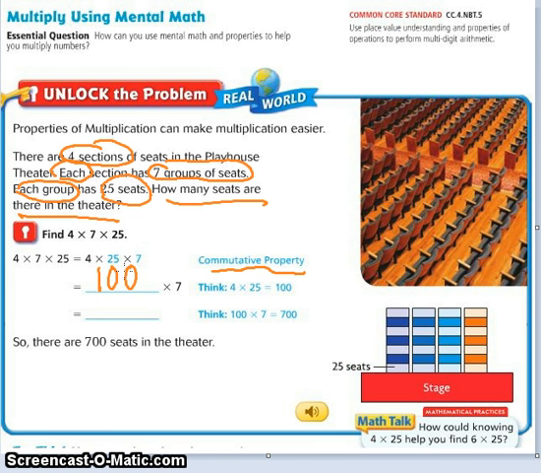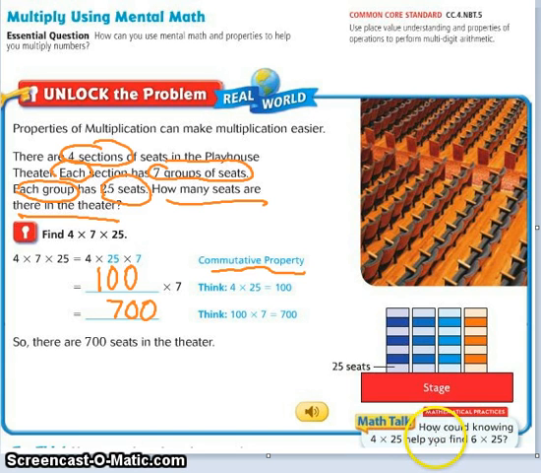I'm thinking back to what I even know about money. 4 quarters make $1. 25 times 4 equals 100. And now I can do 100 times 7 equals 700. So there are 700 seats in the theater. See how quick that was?